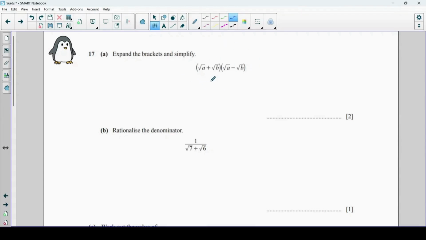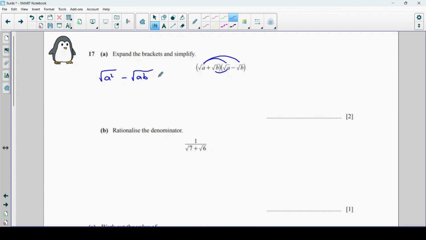This question is similar to ones we've done before, but they're doing it algebraically. We're going to do the same thing, and we're going to do first, outsides, insides, lasts. So we'll do the firsts to begin with. Root a times root a we can write as root a squared. It simplifies, but we'll do that in a second. And these are both under the square root, so we can multiply them together. We've got a positive times a negative, so it's negative. And root a times root b is just root ab. We can write it like that.